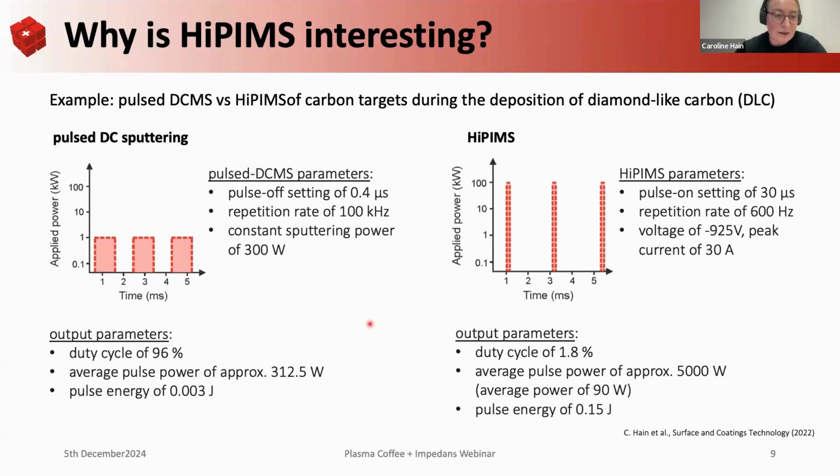Now if you look at the output, already at the duty cycle, here we had 96%, so almost continuous, whereas here it's 1.8%. And now it's more interesting if you look at the average pulse power. For pulsed DC it's 312 watts, whereas the average power for HiPIMS is 5,000 watts. And then of course you can calculate from there the pulse energy, which is also significantly higher for HiPIMS. So what does that mean?